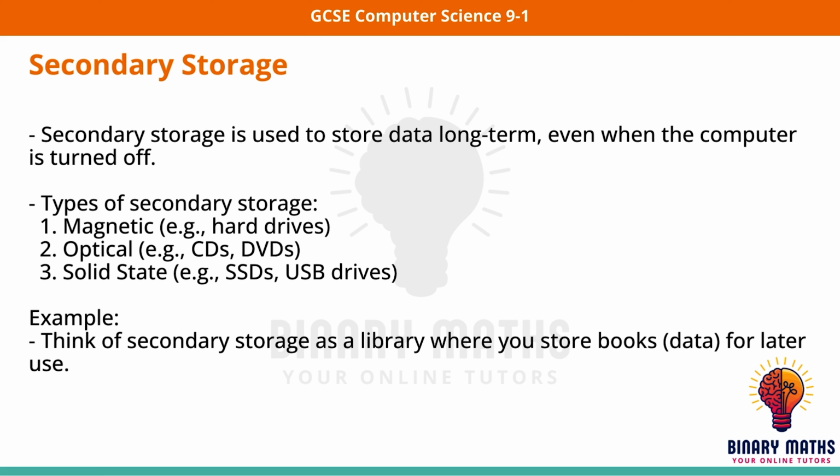Think of secondary storage as a library where you store books, such as data, for use later on. You can't keep all your books on your desk, which is like your RAM, so you can store them in the library, which is your secondary storage, and bring them out when you need them.